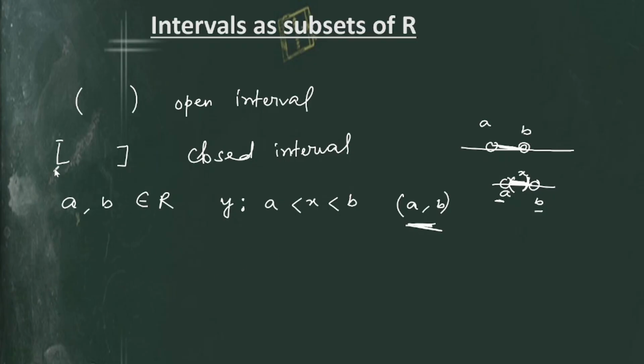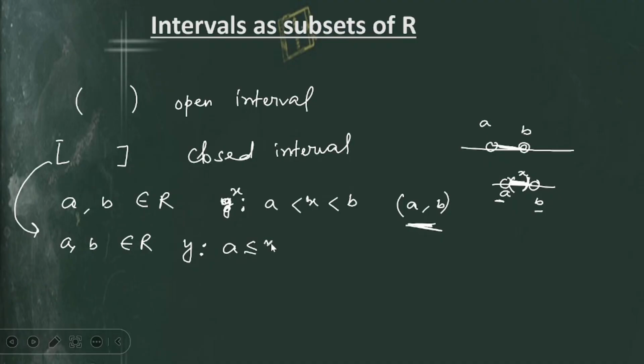Next we will come to closed interval. So what is a closed interval? If a, b belong to the real numbers, then we write y such that, if y is a real number, it varies a less than or equal to y less than or equal to b. So y varies from a to b. If I denote it as [a, b], this is the sign of a closed interval.